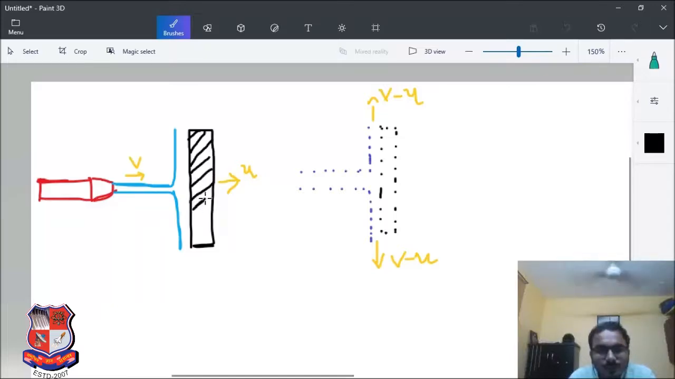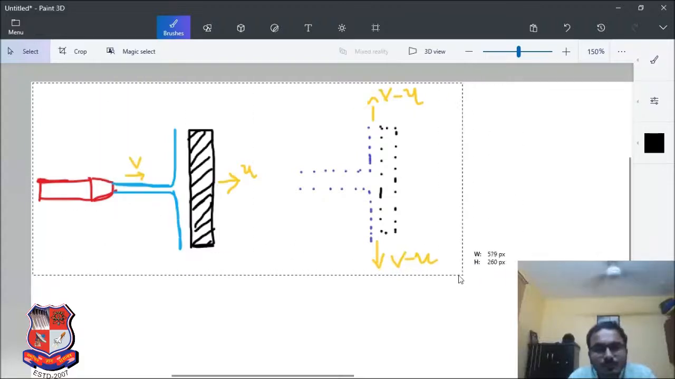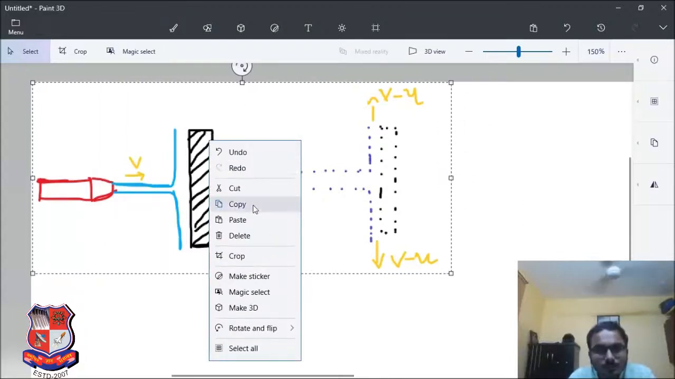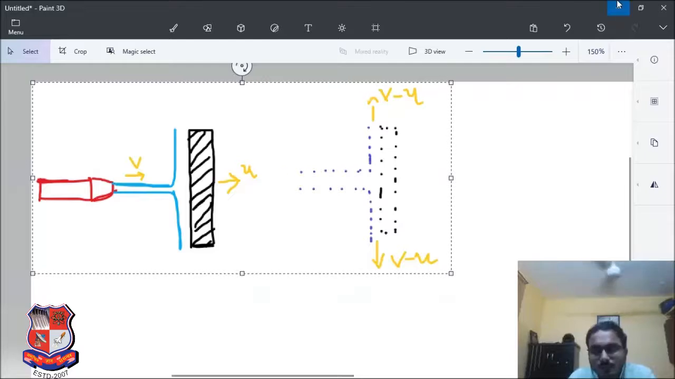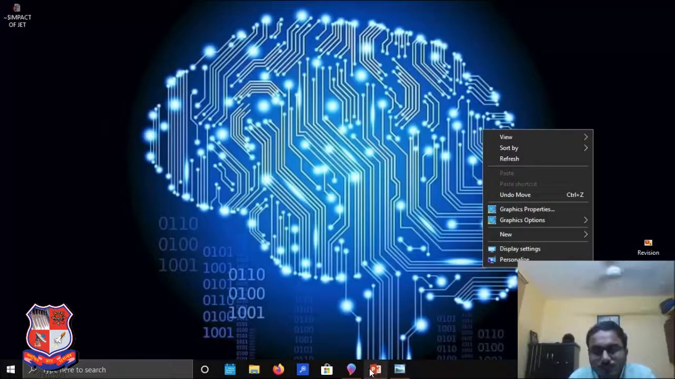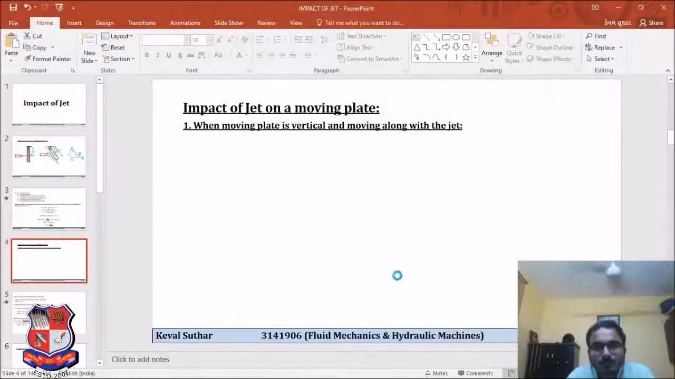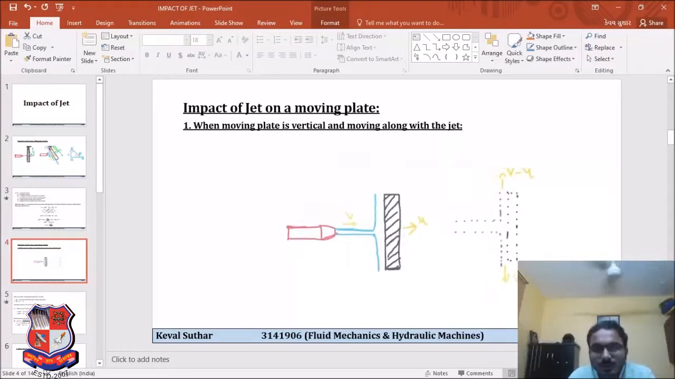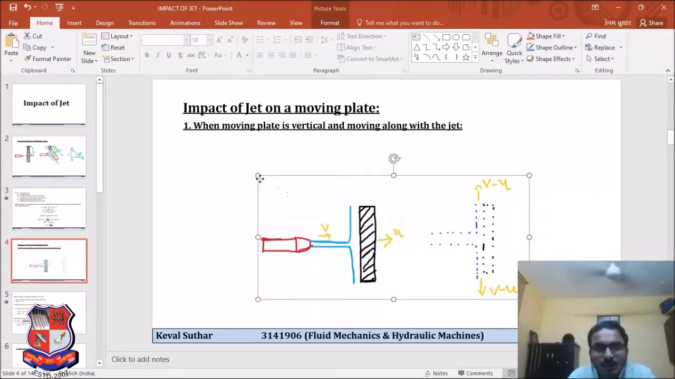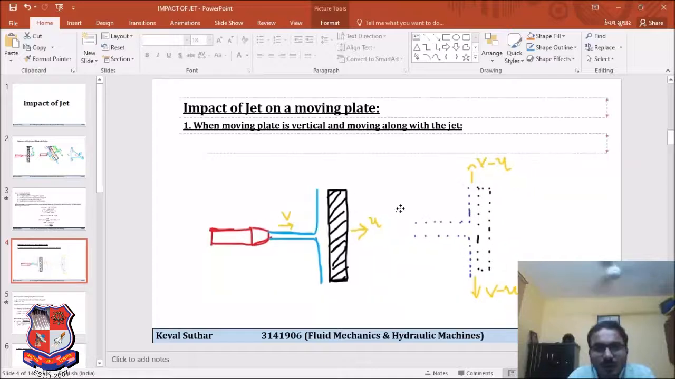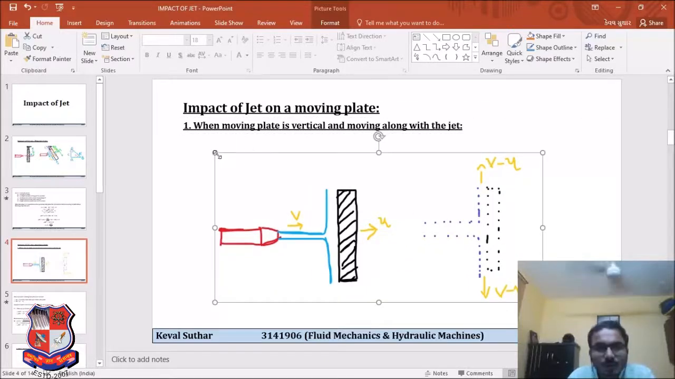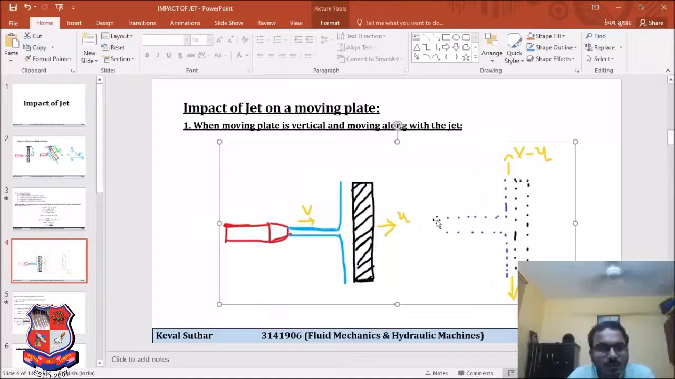This is our plate. So we will copy this in our presentation. So this will be our arrangement for when the plate is kept vertical and moving along with the jet. Now we will calculate the forces.